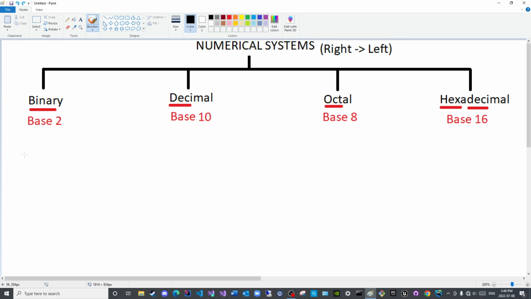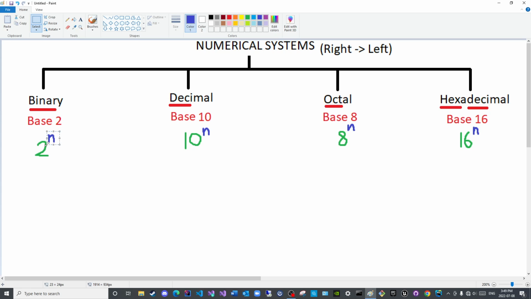Actually, I will write the base in one color and the exponent in a different color. 2, 10, 8, and 16. Those are the bases. And we can use this color. 2 to the power of n. 10 to the power of n. 8 to the power of n. And 16 to the power of n. We have the base and the exponent.